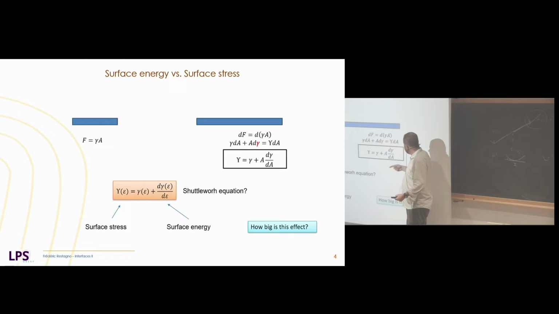And if we derive this quantity with respect to the area, then we get a surface stress, which is the surface tension that we have defined so far, plus A times d gamma over dA. Well, why haven't we talked about that before when we were discussing liquids? It is zero. Why is that zero for a liquid? It is zero for a liquid because if I change the surface of a liquid, the molecules in the bulk will come to the interface, and then the surface stress will be exactly equal to the surface tension.